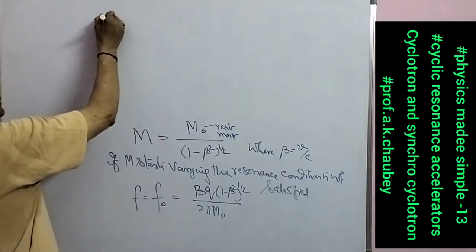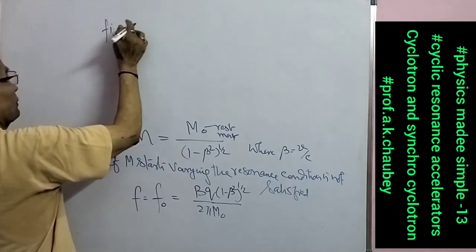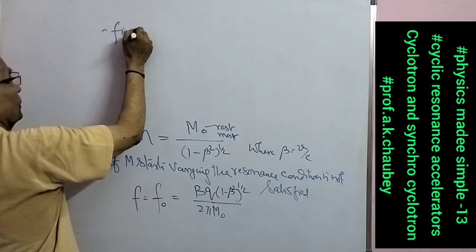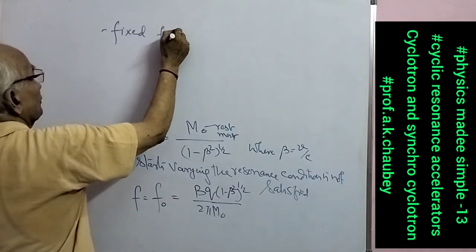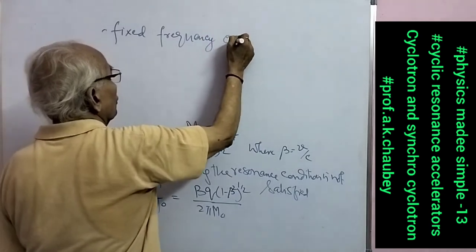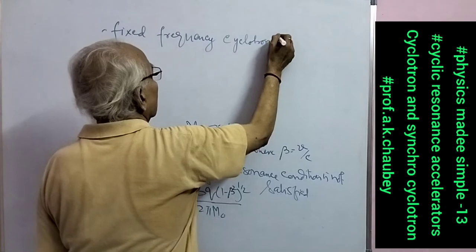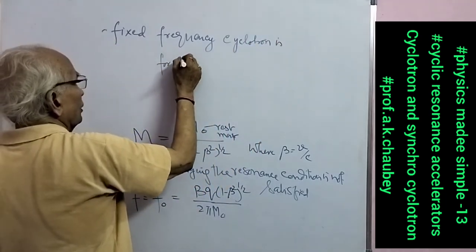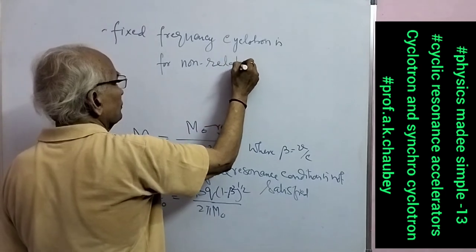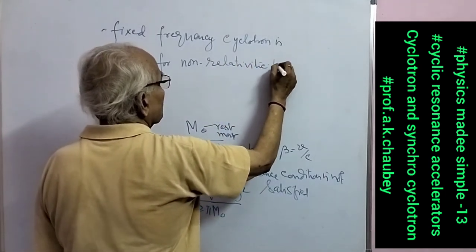So the fixed frequency cyclotron is for non-relativistic particles or ions.